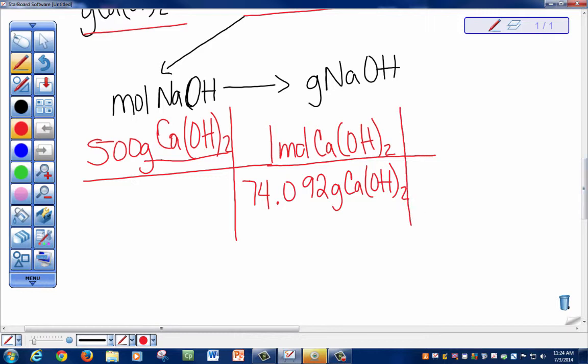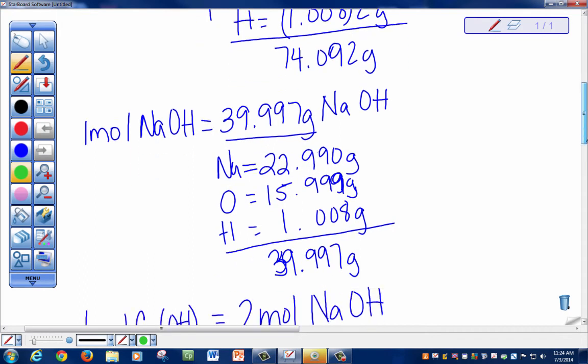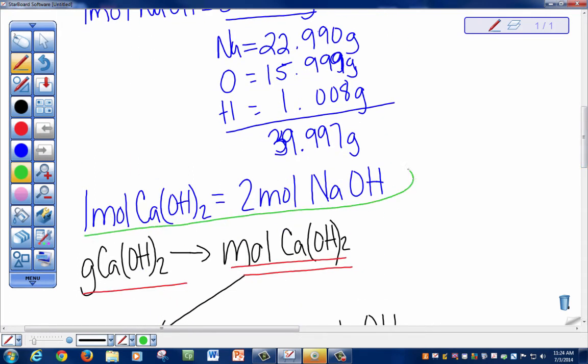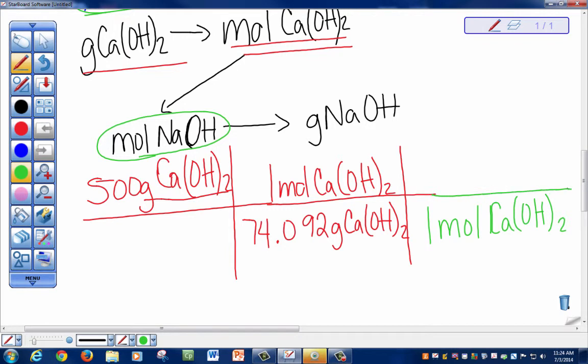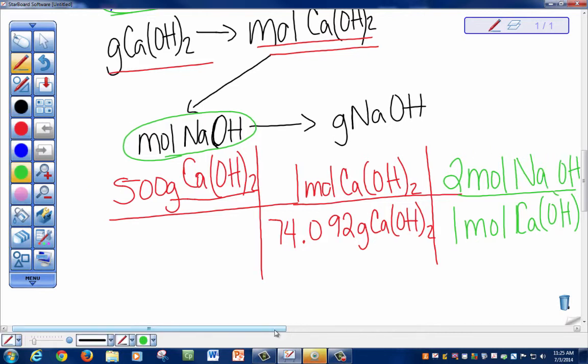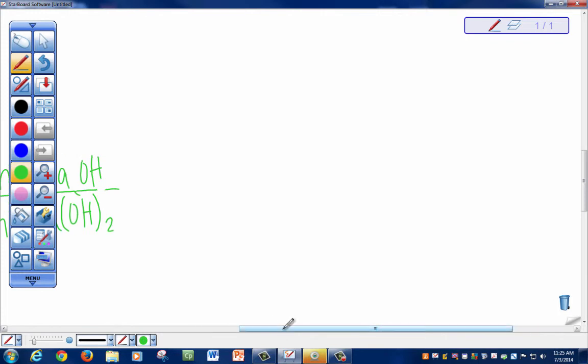Then after we do this step, going back to our map, we need to go from moles of calcium hydroxide to moles of sodium hydroxide. So we know 1 mole of calcium hydroxide is equal to 2 moles of sodium hydroxide. So let's scoot this over a bit.